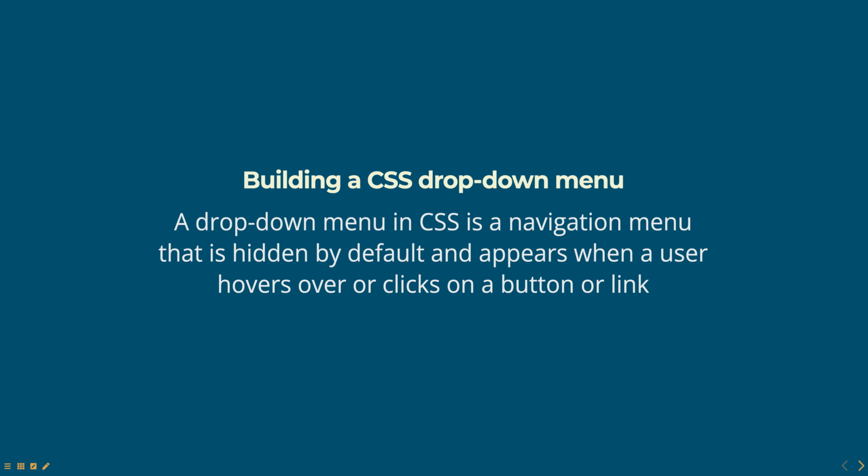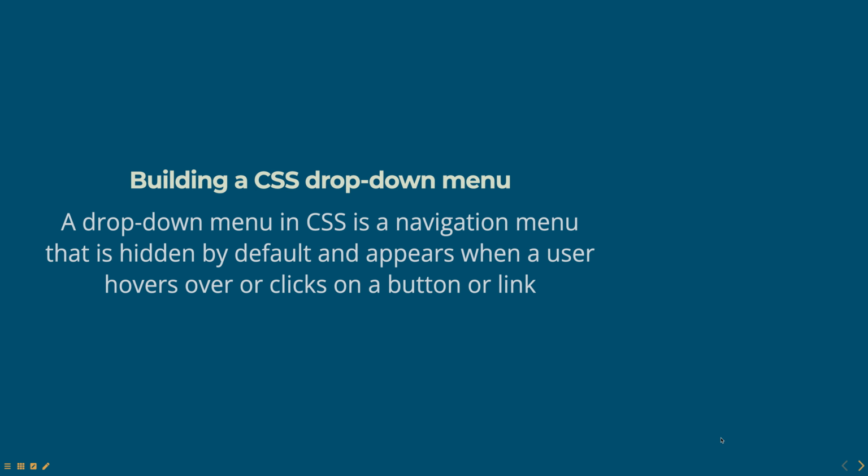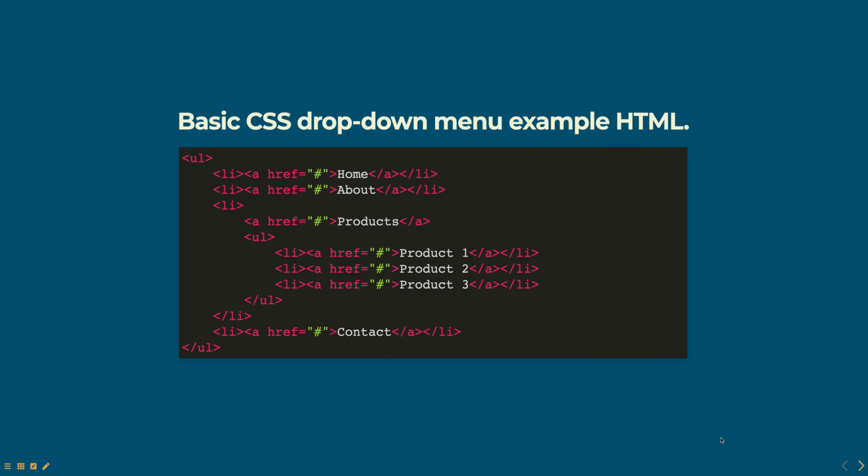A drop-down menu in CSS is a navigation menu that is hidden by default and appears when a user hovers over or clicks on a button or link. It's commonly used to display a list of subpages or subcategories within a website. Here is an example of building a basic CSS drop-down menu.